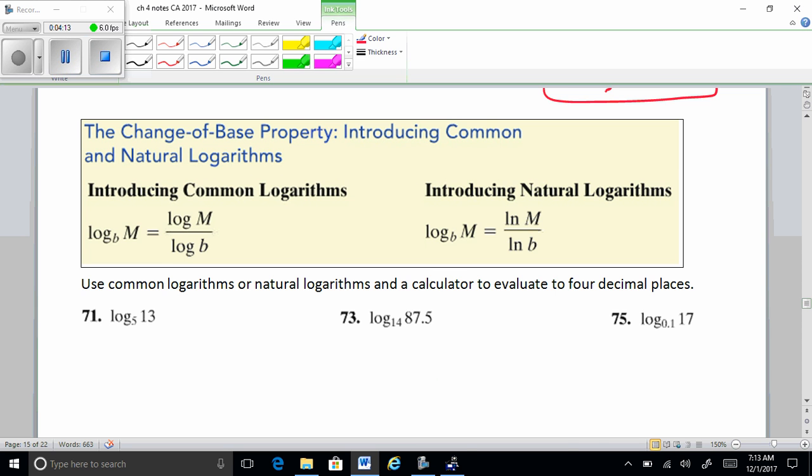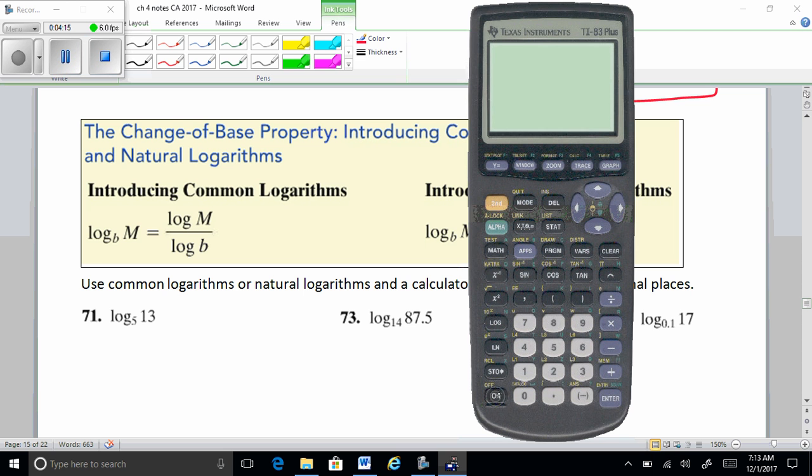Okay, so here we're going to do a change of base property. What's going on here is the calculator is defaulted, when you press the log button, to base 10. Some of the newer calculators let you adjust it, but that's only been around for a couple of years. Most of the older calculators are just base 10. So there is a workaround for that.